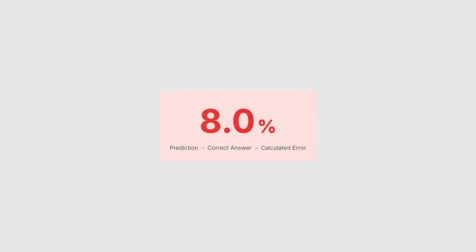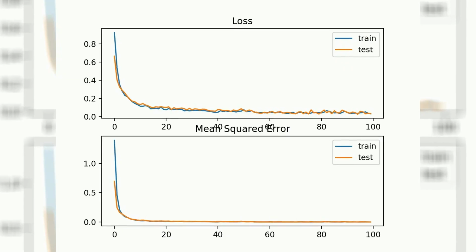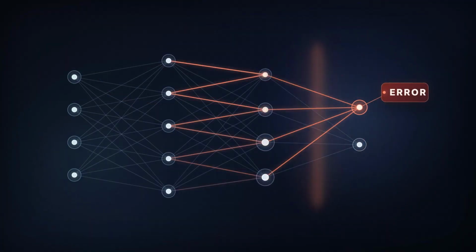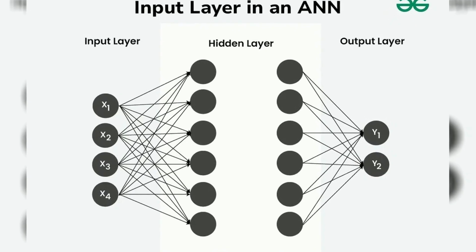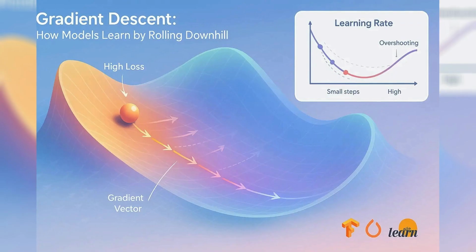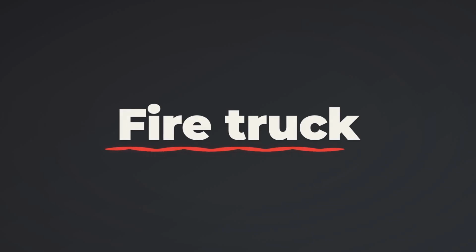The network makes a prediction. That prediction is compared to the correct answer. The difference, the error, is calculated. Then that error is traced backward through the entire network, layer by layer, all the way to the input. Each monkey in each layer gets a report. Here is how much your particular weight contributed to the final error. Adjust accordingly.